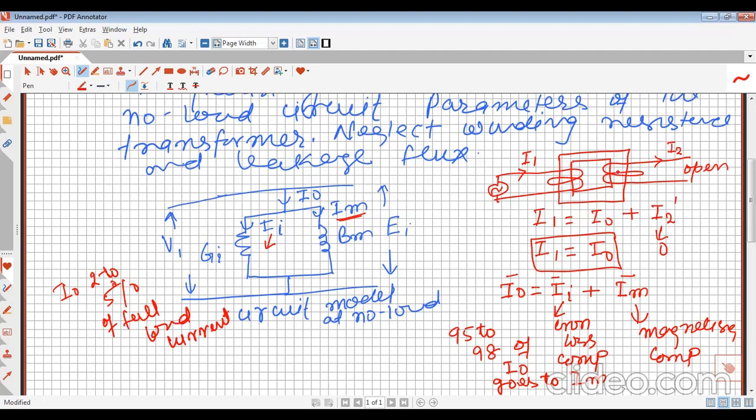Full load current means if the secondary side transformer current is 100 ampere, this is full load current, then the no load current will be 2 to 5 ampere only. And if it is 2 ampere, then 98% of the 2 ampere goes to the magnetizing component. So we have to find the magnetizing parameters, meaning Bm. This is called inductive susceptance, and this Gi is called conductance, the opposite of resistance.